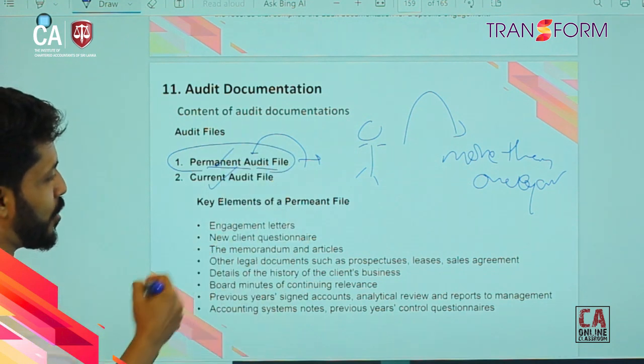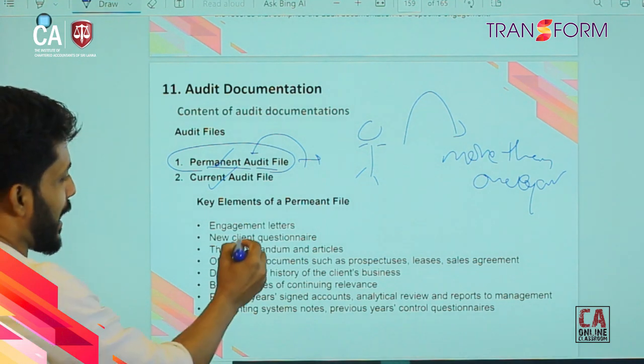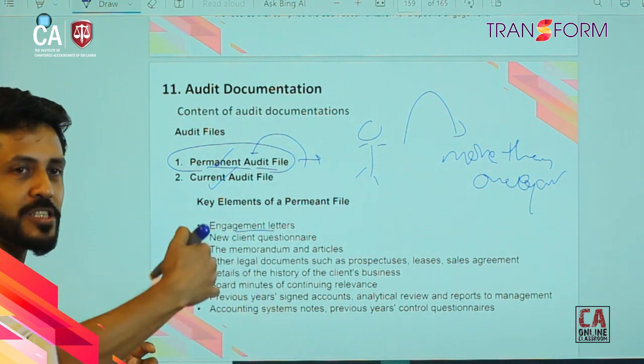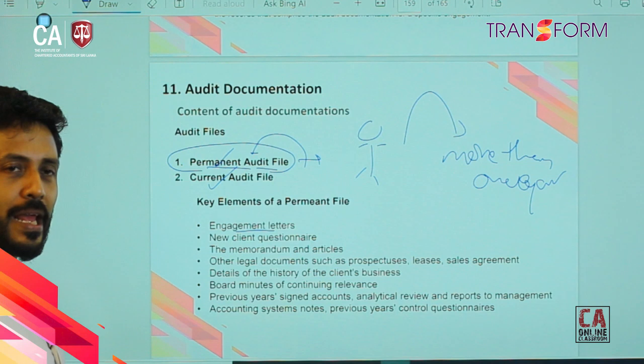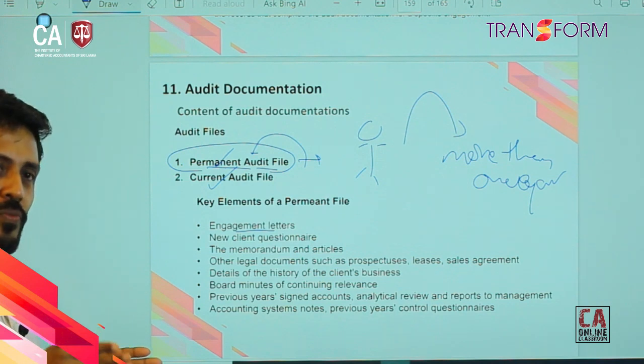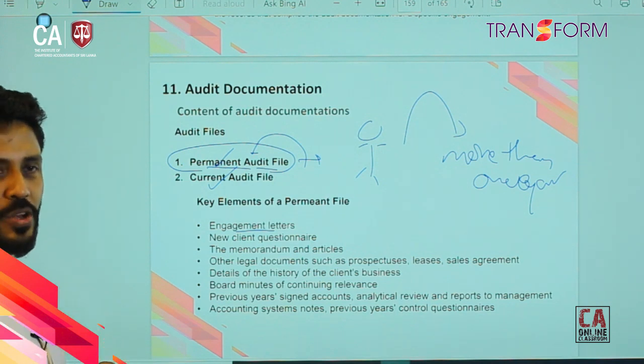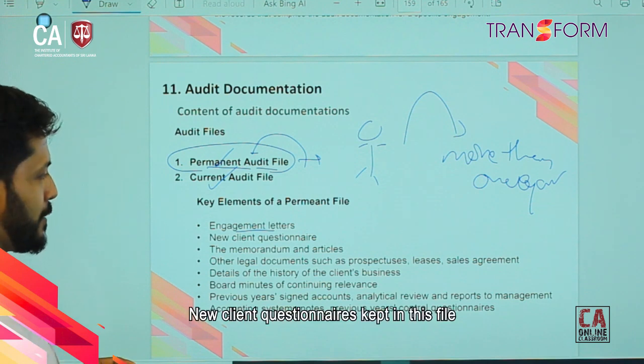What do we put into that file? Basic engagement letters for each and every engagement. That will be helpful to evaluate the independence of future engagements, right?